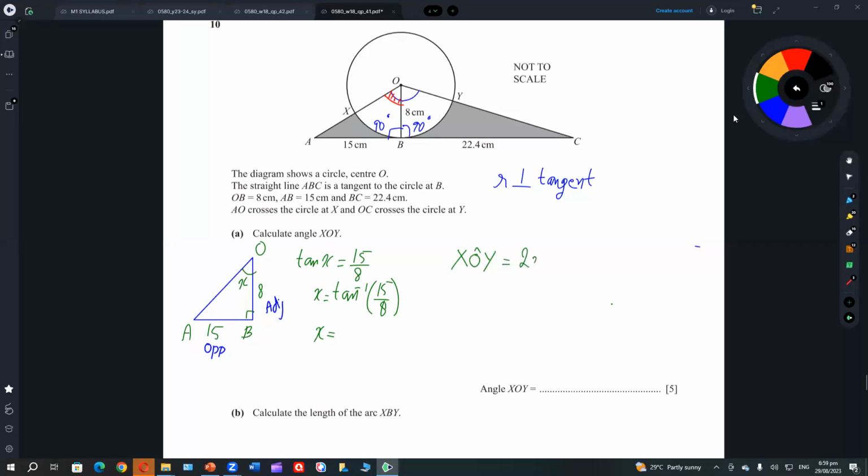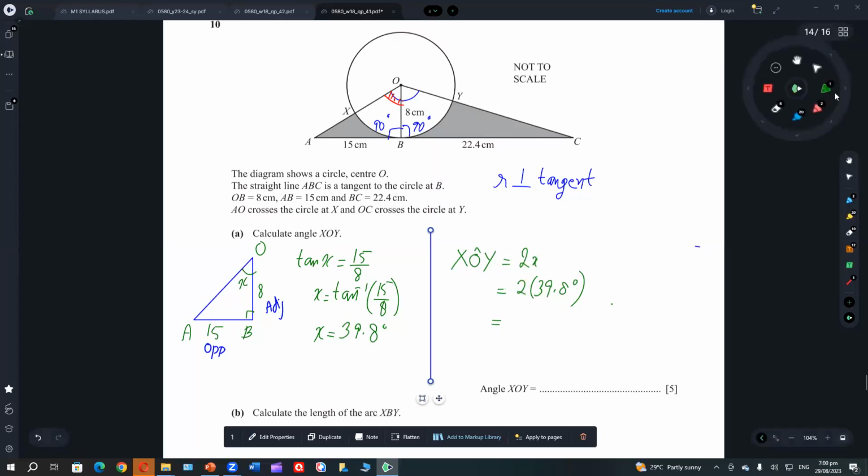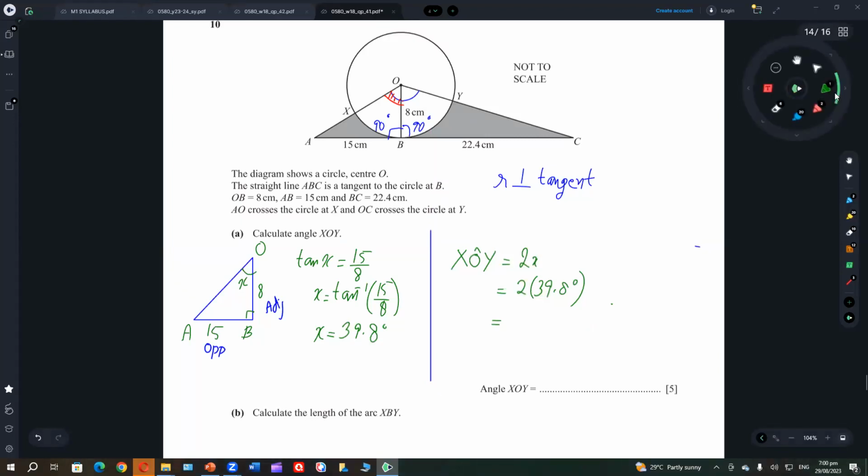So the answer is 39.8. This x, the previous x, what is x? 39.8. So just double it to get 79.6. So after doubling, what you get? 79.6.